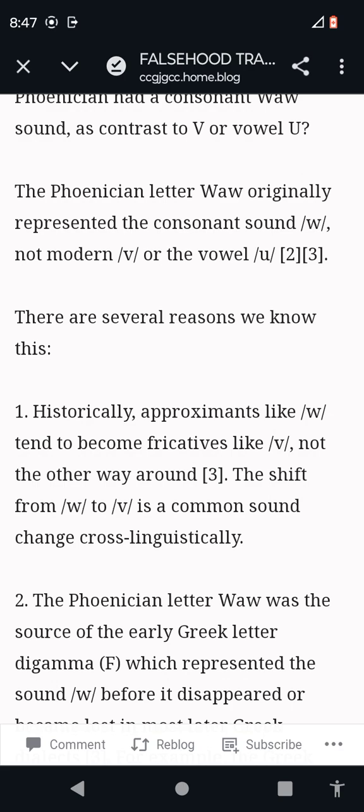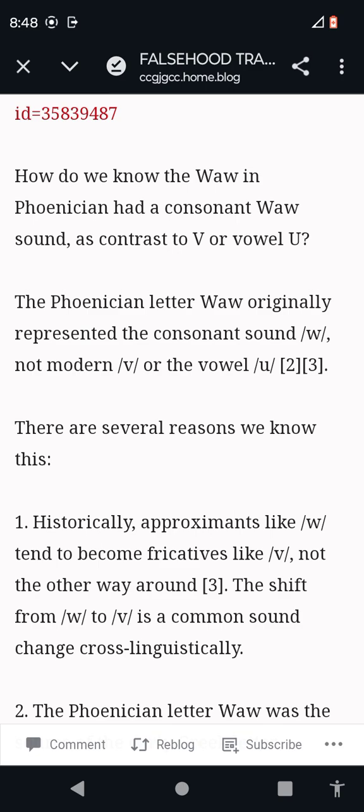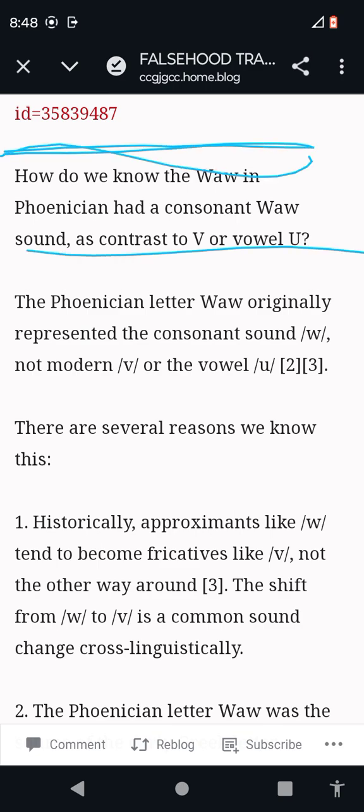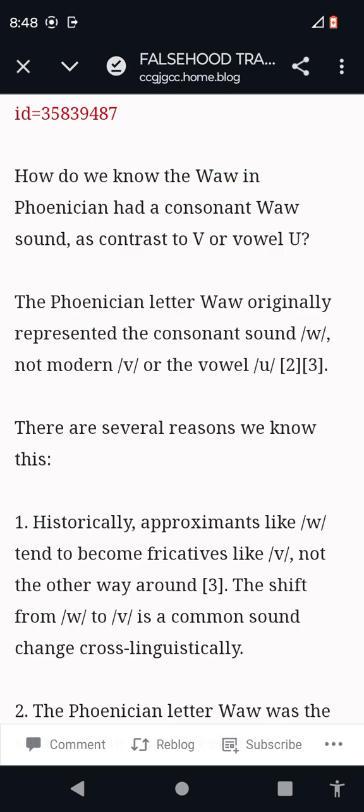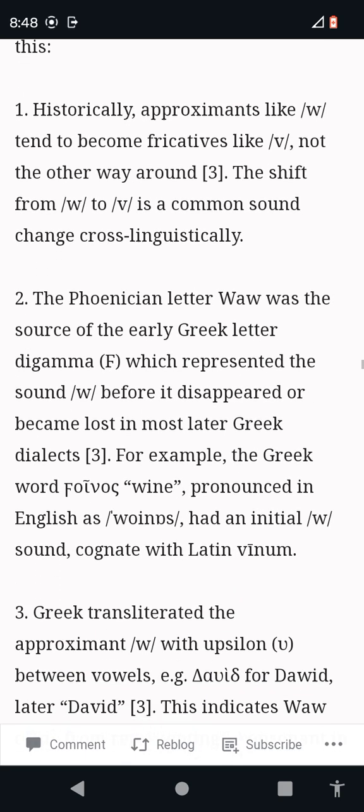So the question was posed to Perplexity AI. Right here, let me get my little pen out so you can see where I'm at. It says, how do we know the Wa in Phoenician had a consonant Wa sound as contrast to V or the vowel U? And the answer that came up is this. The Phoenician letter Wa originally represented the consonant sound W, Wa, not modern V or the vowel U. There are several reasons we know this.